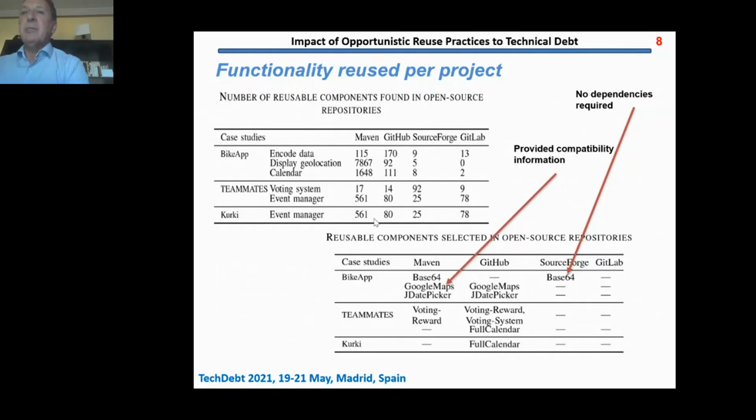And for the last one, we also add an event manager, to compare the technical debt ratios between the peer evaluation project and Korppi. The first table shows the number of components found using Google queries that were refined afterwards in the repositories. The table below shows the specific components we selected among the many found for each functionality in each of the software projects. For instance, for encoding the data, we found Base64 components in SourceForge and Maven, but we selected the component from SourceForge because no dependencies were required. In the case of Google Maps, we reused it from Maven because it provides some compatibility information with the existing system.